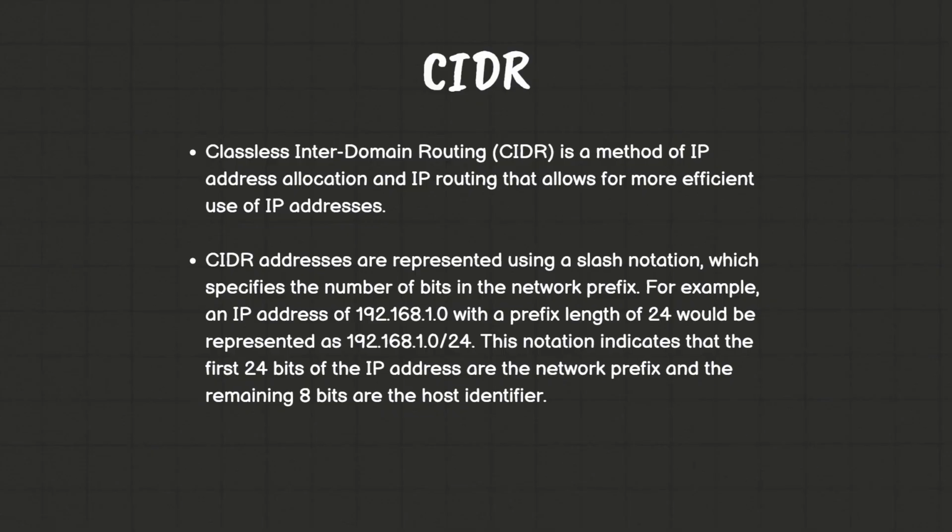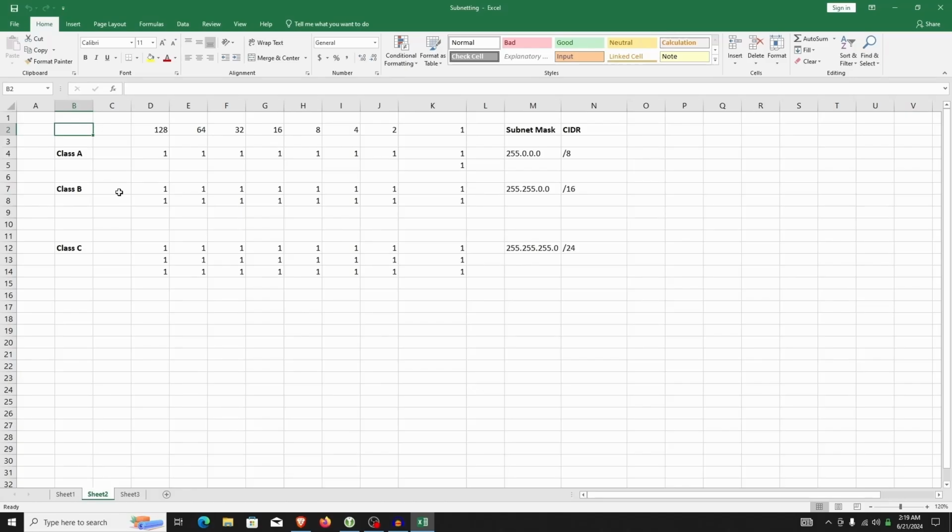But how to calculate CIDR? For that, we will have to move back to the Excel sheet. Here I've made a table based on the classes of IP addresses: class A, class B and class C. We already know that if we add all these numbers, we will get a sum of 255. In the previous slide, we have seen that in class A, the subnet mask is 255.0.0.0 because class A only has 8 bits in its first octet. So 8 bits in the first octet gives us 255 and the rest are all 0. So this also gives us /8 CIDR notation.